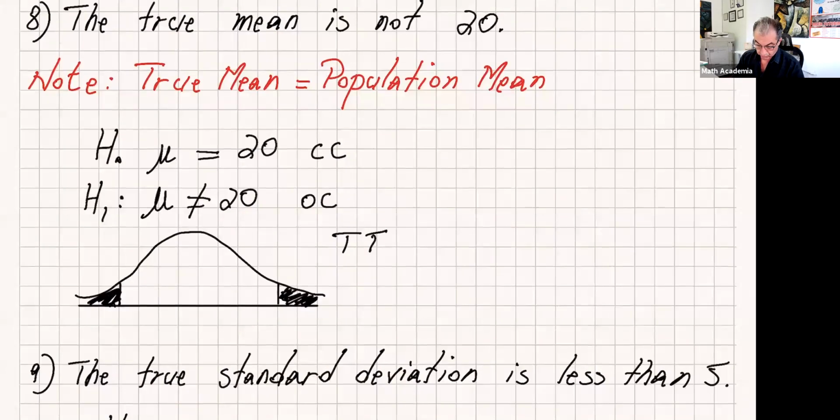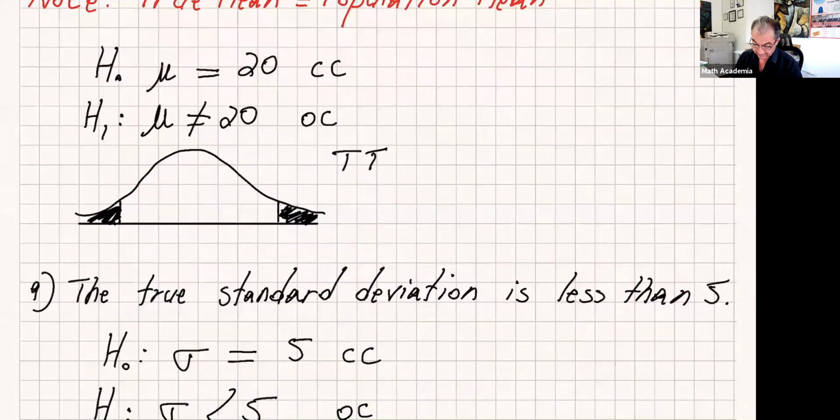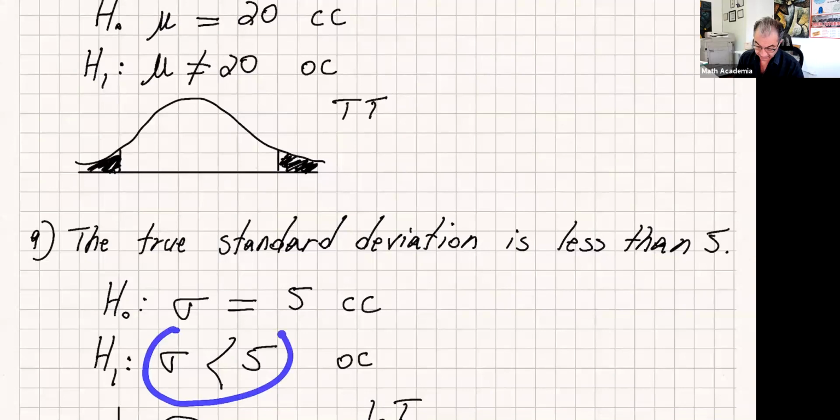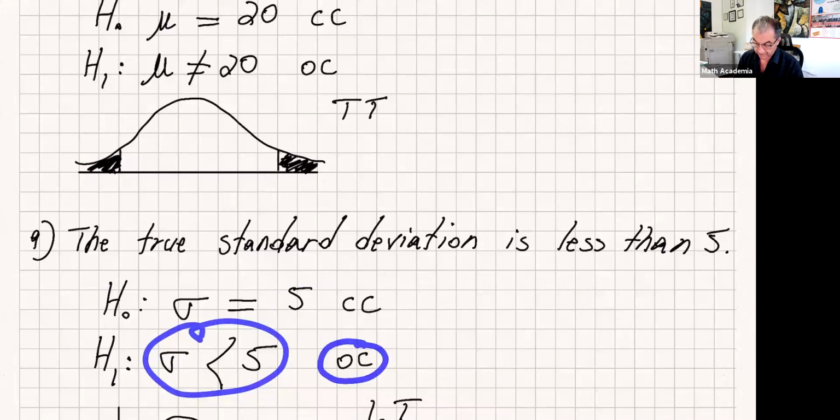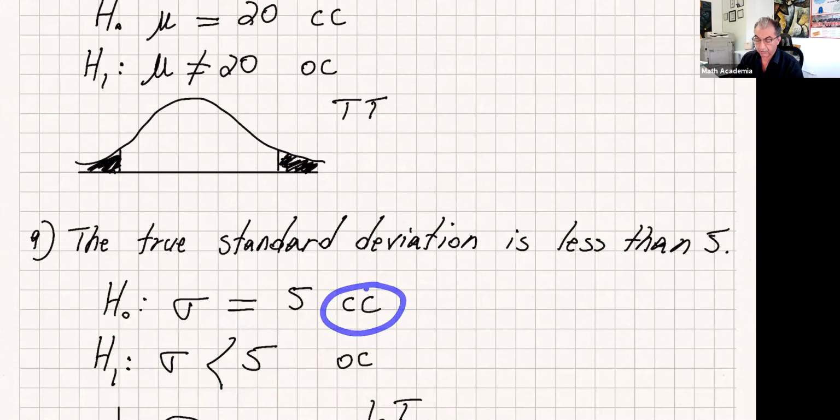Number 9, the true standard deviation is less than 5. This is a claim about the population standard deviation. It's less than 5, so you write that first. No equal sign, therefore that's H1. So H0 will be sigma equals to 5. I wrote that claim first, so that's my original claim, and then H0 will be my counterclaim.